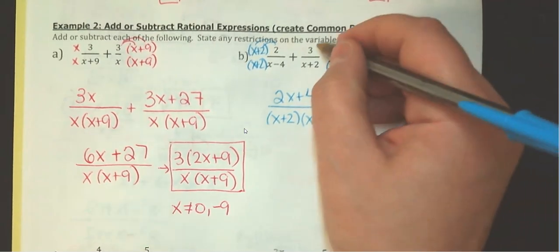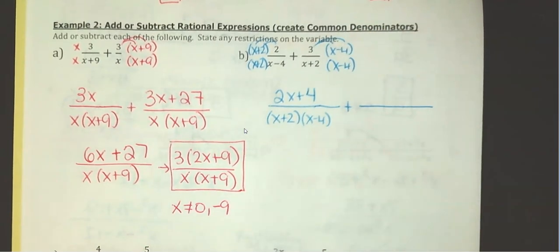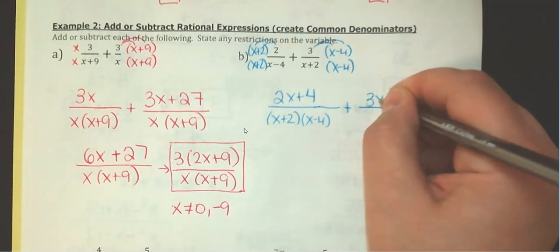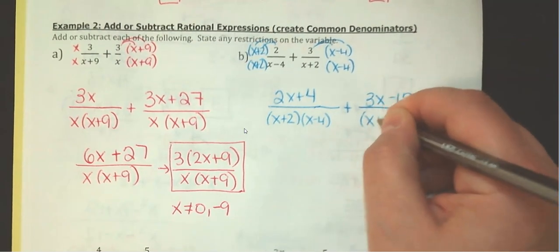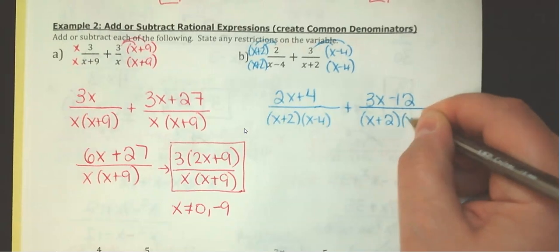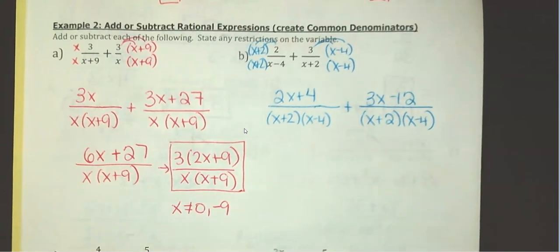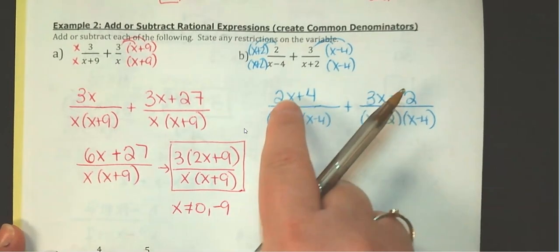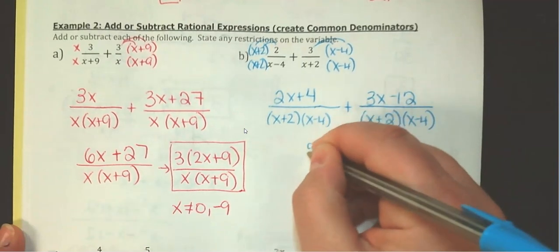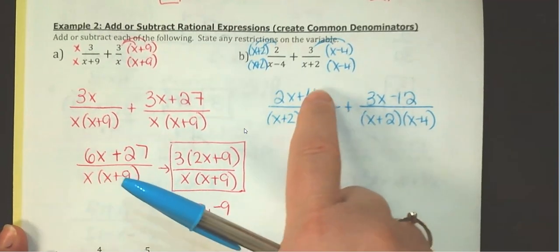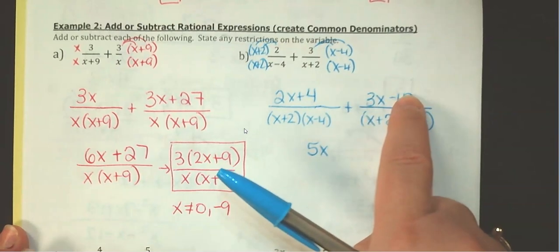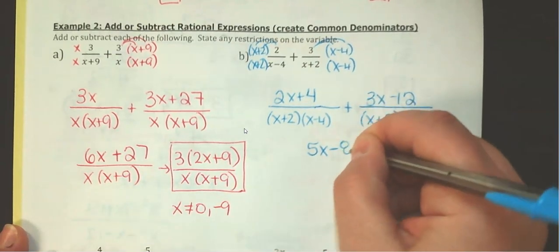We're going to add, on the other side, if I distribute the 3, we're going to get 3x minus 12. And just that same denominator, x plus 2, x minus 4. Doesn't matter the order that you write them in as long as they match up. So I've got an x plus 2 in one, x minus 4 in the other. Now, this one actually ends up being addition again. So I'm just going to combine like terms on the top real quick. So 2x and 3x would give you 5x. And 4 minus 12 would be what, -8?